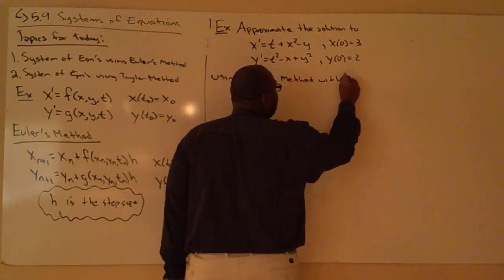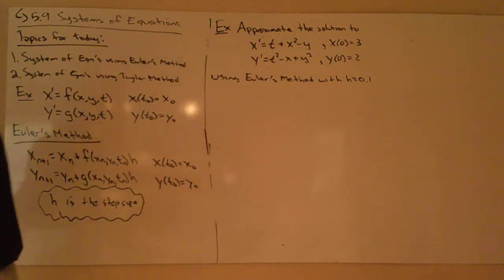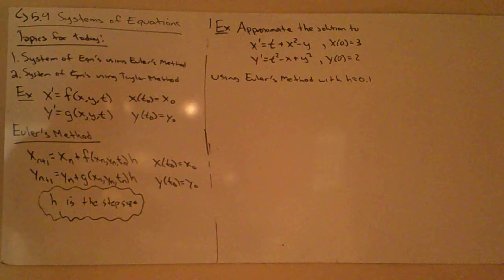With h equal to 0.1. We'll use that h equal to 0.1 later. Let's just write down the formula for Euler's method first before we go any further. All right, so let's do it.